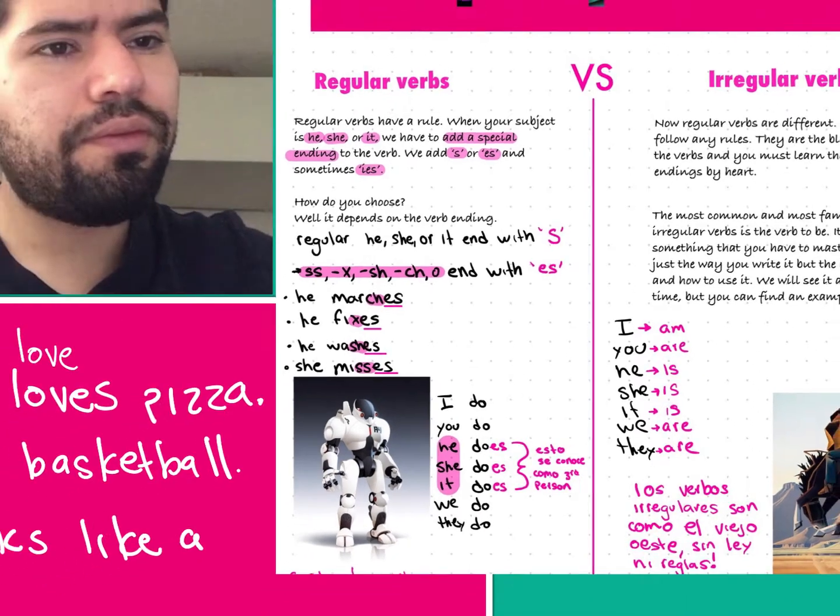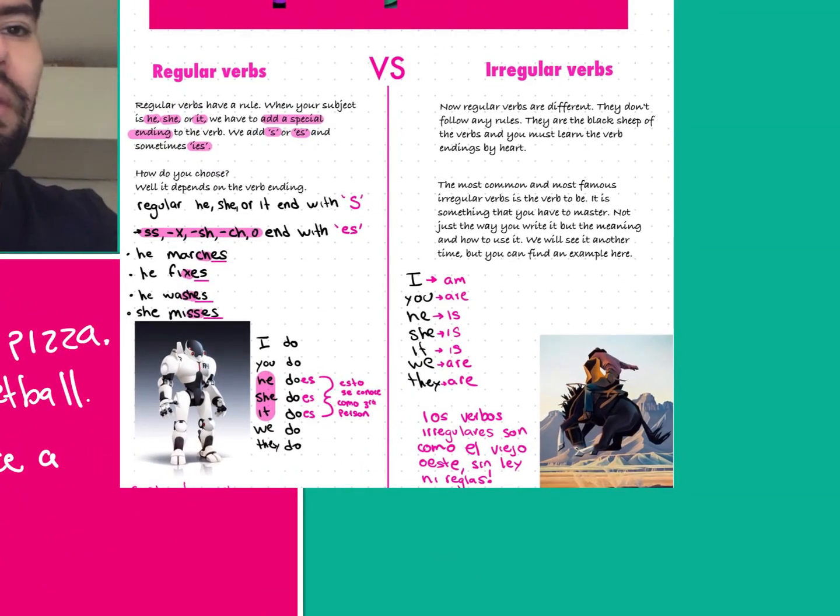Let me resize this. The next part is to look at irregular verbs. Thankfully there aren't that many irregular verbs in the simple present. Off the top of my head I can think of only two: the verb to be and the verb have. Which remember we don't use the verb have for our age.